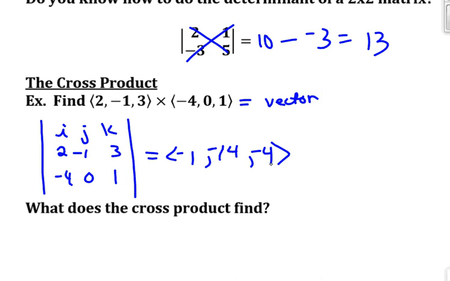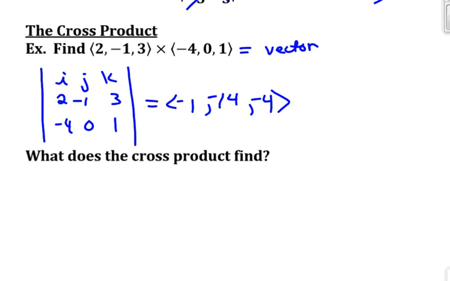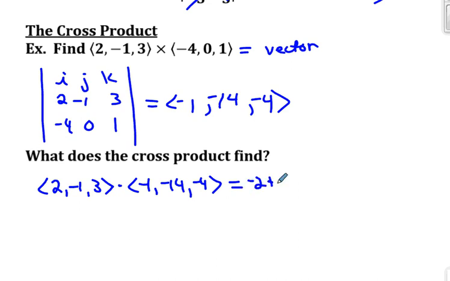Now, this third vector, let me tell you, is special because this third vector is actually perpendicular to the original two. So, how do I prove to you that this vector is perpendicular to each of those? I should do their dot product. If I do 2, negative 1, 3, and I dot that with my negative 1, negative 14, and negative 4, it should come out to 0. So I get negative 2 plus 14 and minus 12.